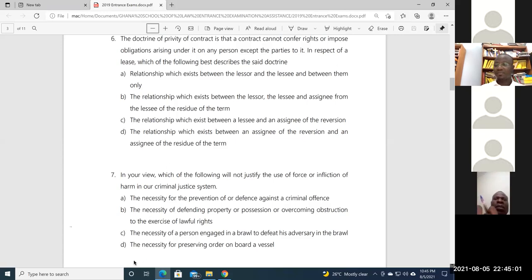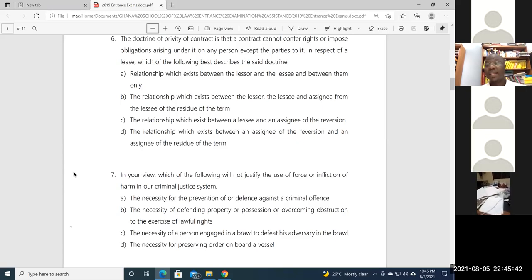Yes. I'm of the view that looking at question 6, the doctrine of privity of contract is that a contract cannot confer rights or impose obligations arising under it on any person except the parties. So your answer A is correct, because it's a negation of whatever is captured under section 5 of the Contract Act and what you have explained. So we have to also take note of certain words when the questions are framed.